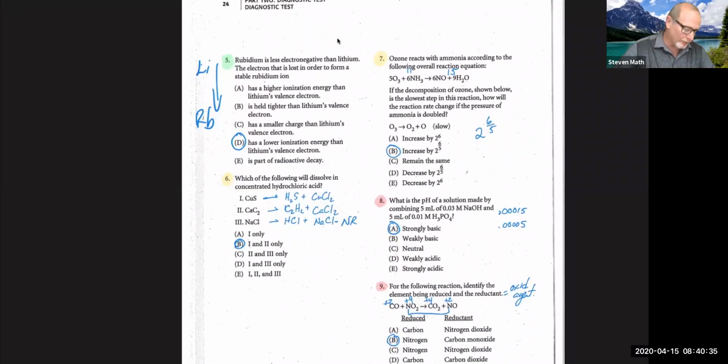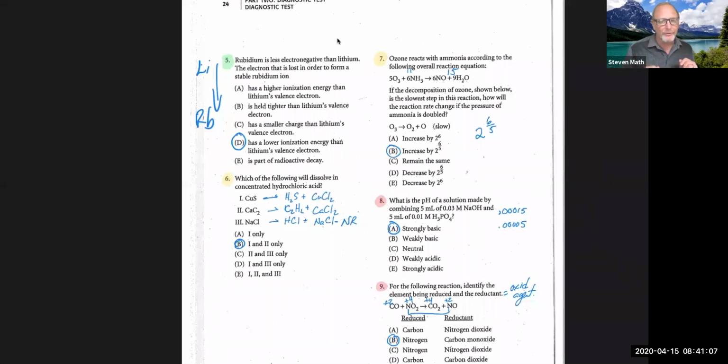The electron that's lost in order to form a stable rubidium ion. Well, rubidium's further down the periodic table, therefore it has a lower ionization energy than lithium's valence electrons. It has nothing to do with radioactive decay and nothing to do with charge since they're both in the same column. Okay? So 5, good question. To be honest with you, I think a very straightforward, easy type of question. I'm expecting you guys to test very well on that.